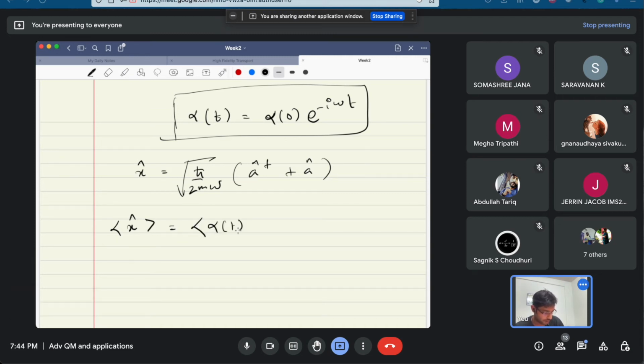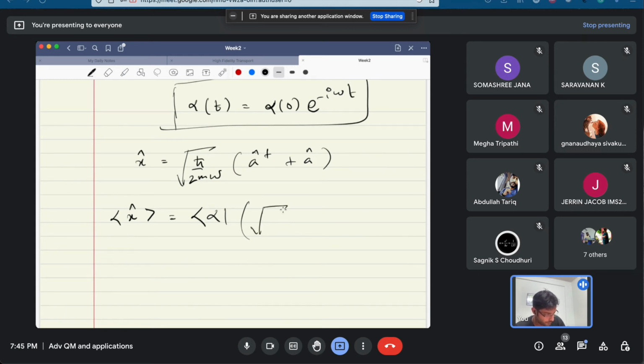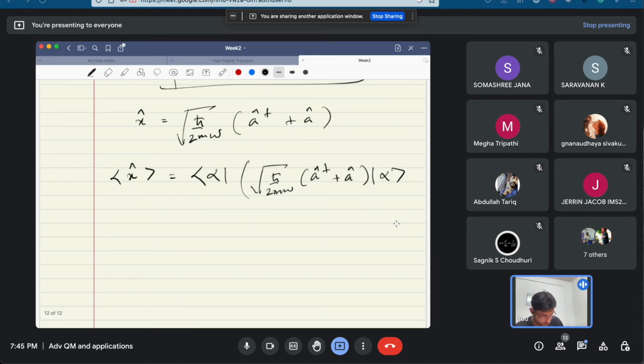we put alpha(t) on both sides. Let's say we just keep the alpha as it is, and we don't put the time dependence for now, just for the time being, and we keep the root of h bar over 2m omega. Now we already know this property that A operating on alpha gives us alpha times alpha.